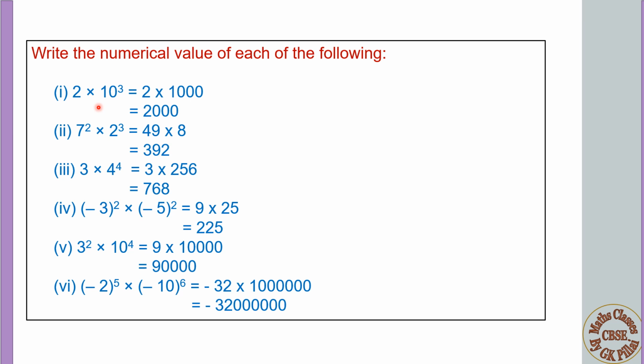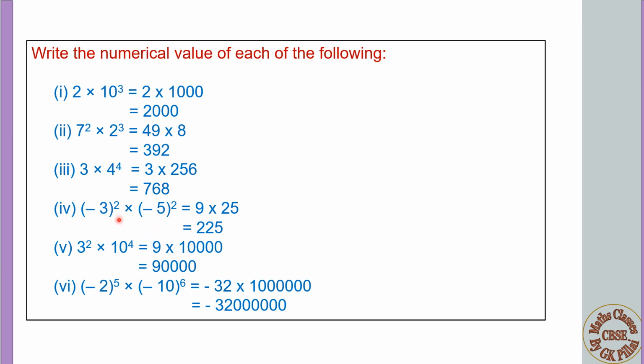First one, 2 into 10 to the power of 3. That will be 2 into 1000. The answer is 2000. These are all simple sums, not difficult. But being the textbook questions, I have to work it out. 7 squared into 2 cubed: 49 into 8. 3 into 4 to the power of 4. 4 to the power of 4 is 4 into 4, 16. 16 into 16 is 256. So 3 into 256, 768.